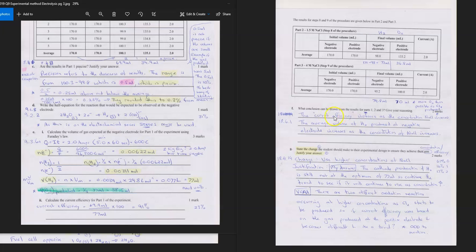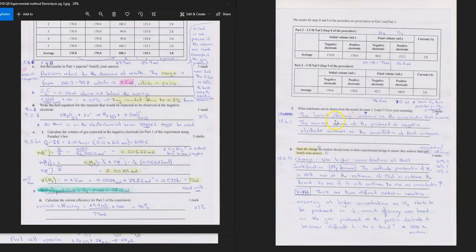So what conclusion can be drawn? For conclusions, you need to relate your conclusion to what the aim was. So they said the current efficiency increases as the concentration of sodium chloride increases.